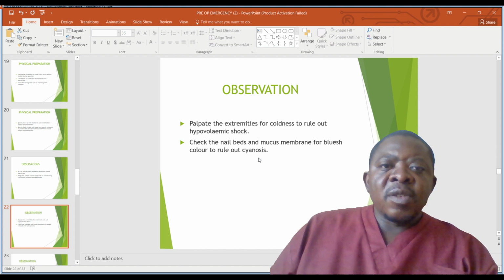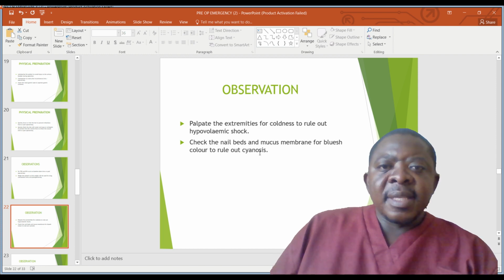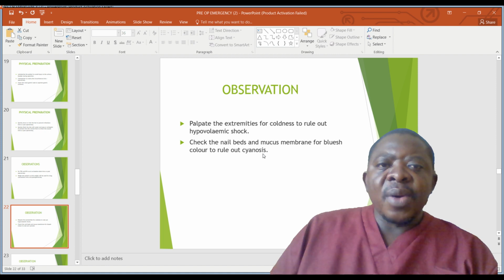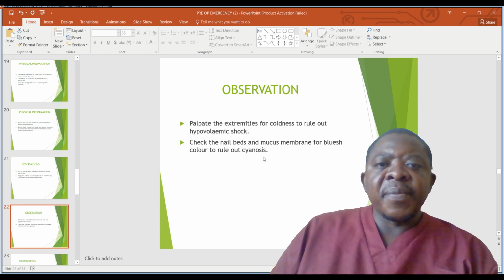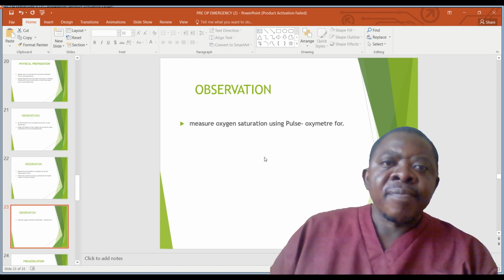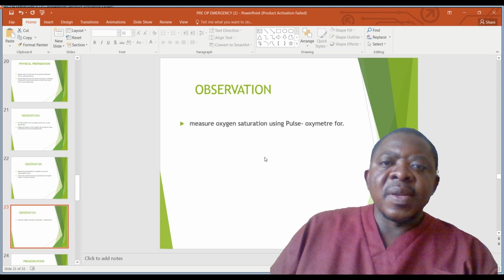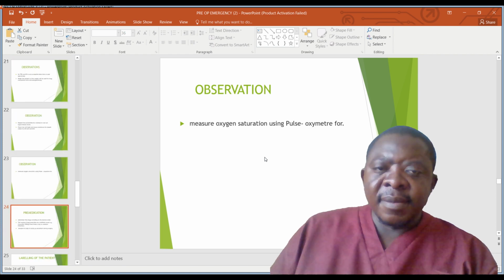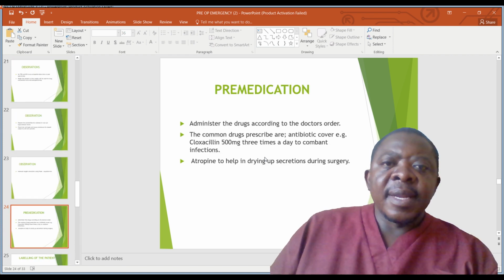Other observations include palpating the extremity for coldness to rule out hypovolemic shock, and checking the nail beds and mucous membrane for bluish color to rule out cyanosis. You can also measure oxygen saturation using the pulse oximeter. Okay, you can administer pre-medication.